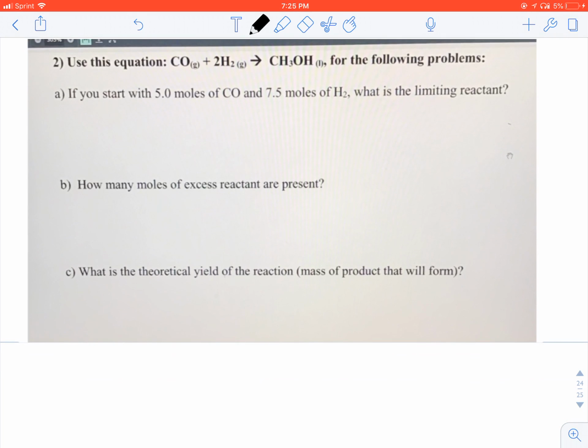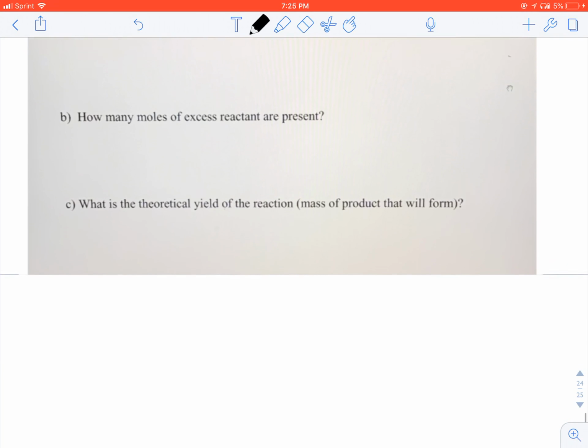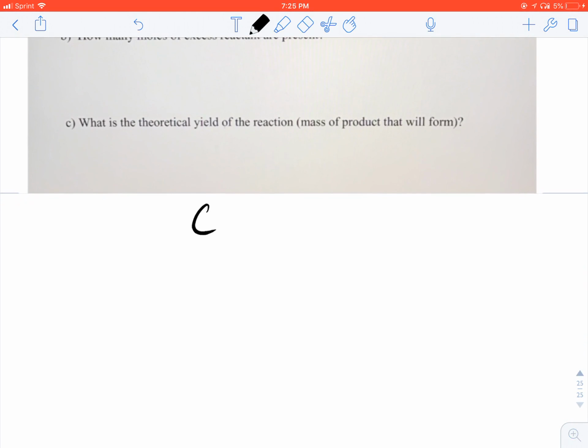So here we have an example reaction. Formation of methanol from carbon monoxide and hydrogen gas. Already balanced the equation for us. Let's just go ahead and write that over again so it's nice and big.